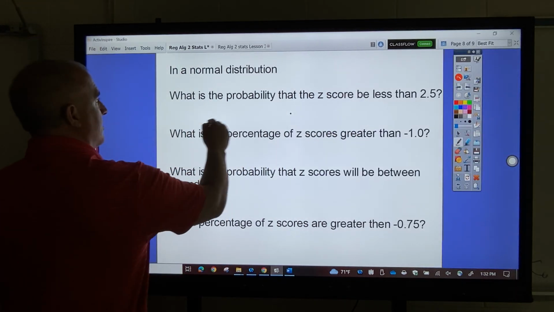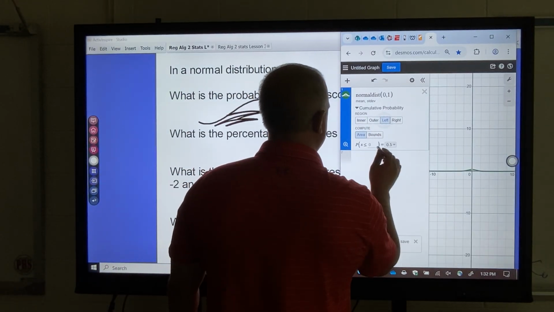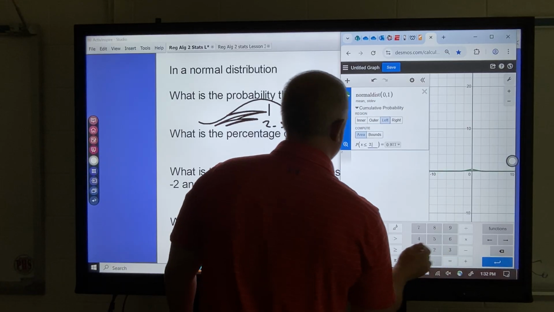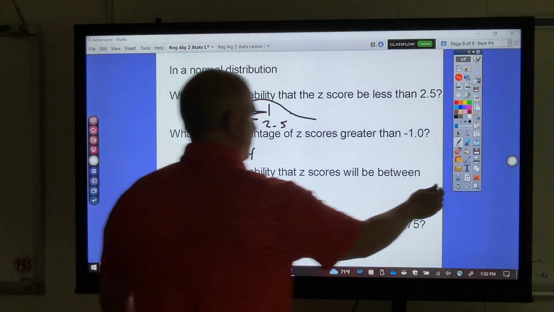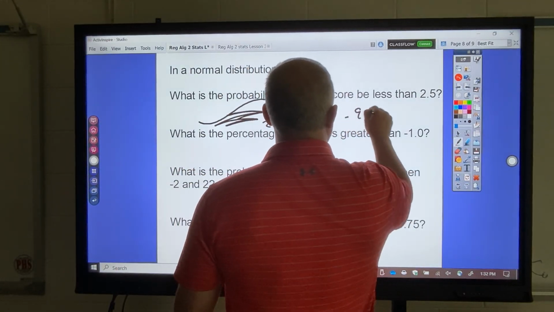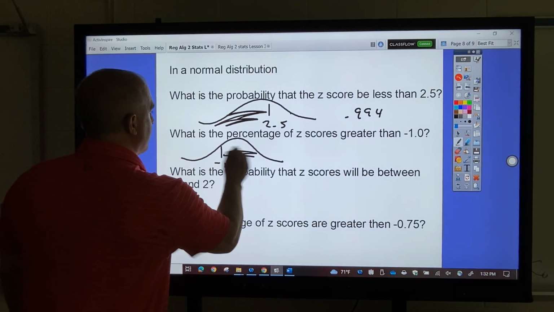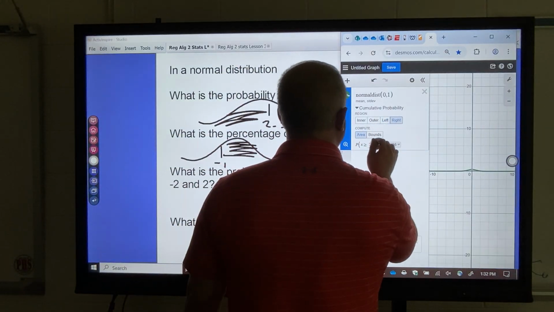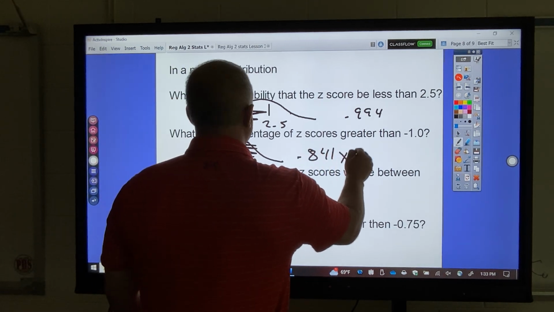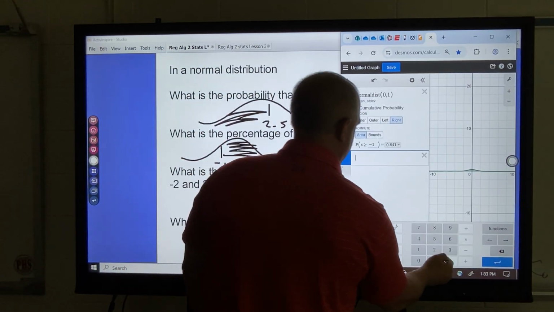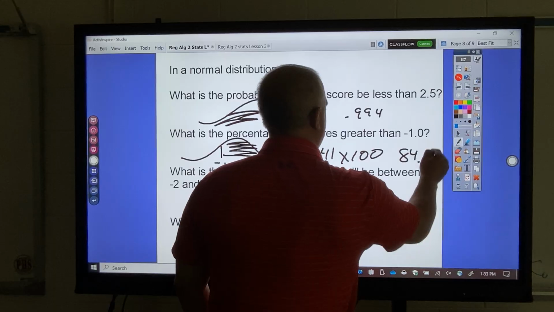What is the probability to be less than 2.5? That would be this way. So left. Click on that, 2.5. 0.994. What is the percentage of z-scores greater than negative 1? Greater means this way. So what I want to do is go right, negative 1, 0.841. Percentage means times that by 100. Okay, 84.1%.